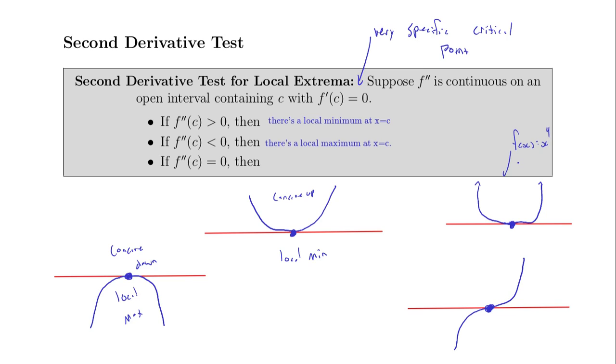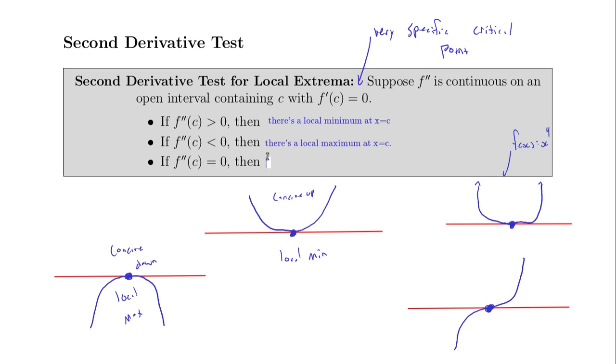It's 4x cubed. The first derivative is equal to 0 at 0. The second derivative is 12x squared, and the second derivative is also 0 here. But clearly, x to the 4th has a local minimum here. So it could be that there's an inflection point. It could be that there's a local minimum. It could be that this is upside down and there's a local maximum here.